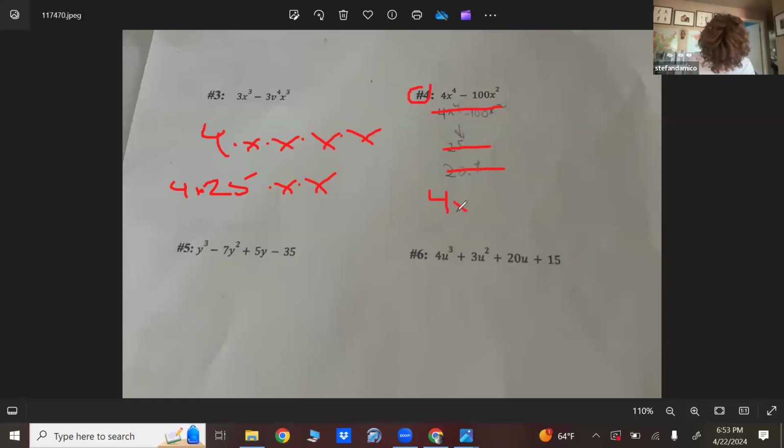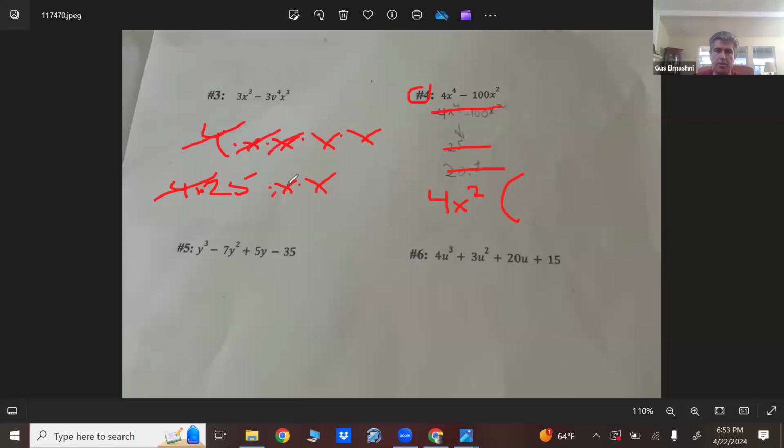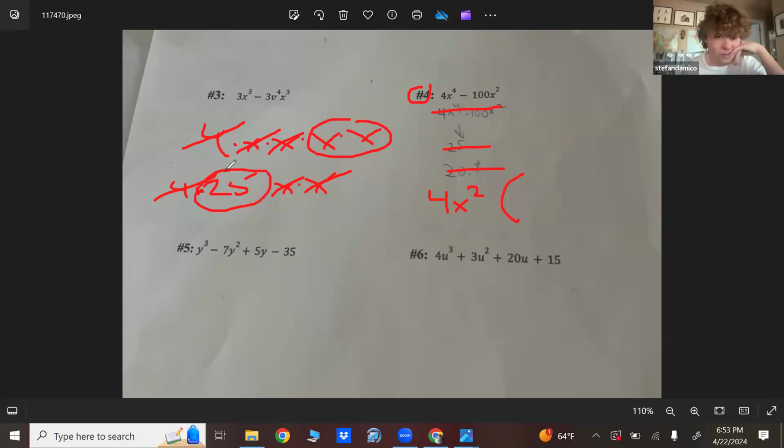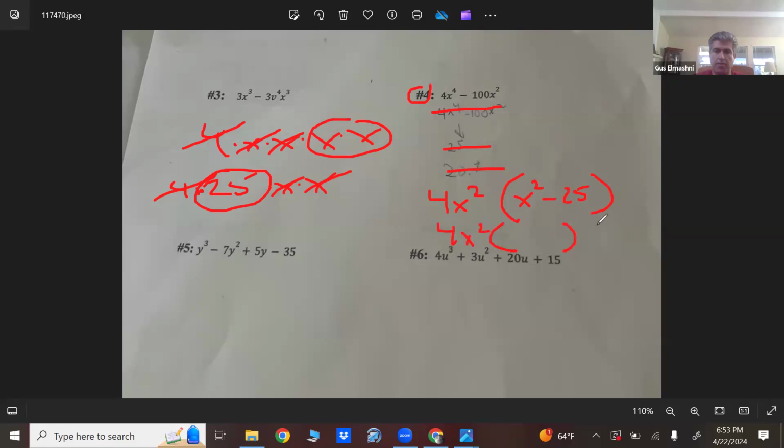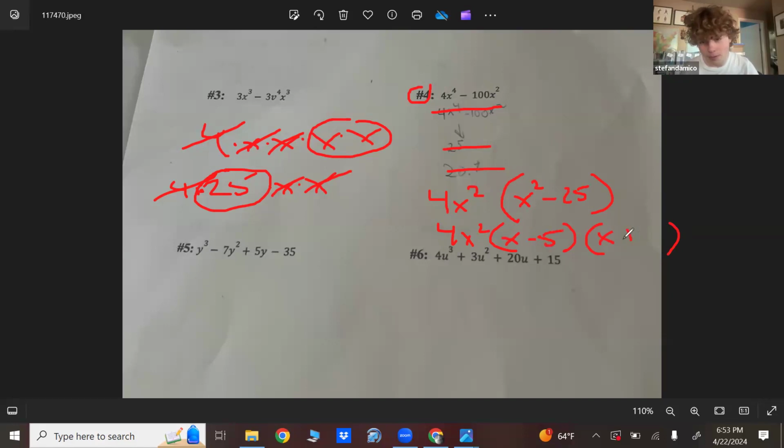So 4x squared is in common. What's left behind? There'll be 25. That's x squared minus 25. And then x squared minus 25 could be broken down further: 5 and 5, x minus 5, x plus 5. Good, good.